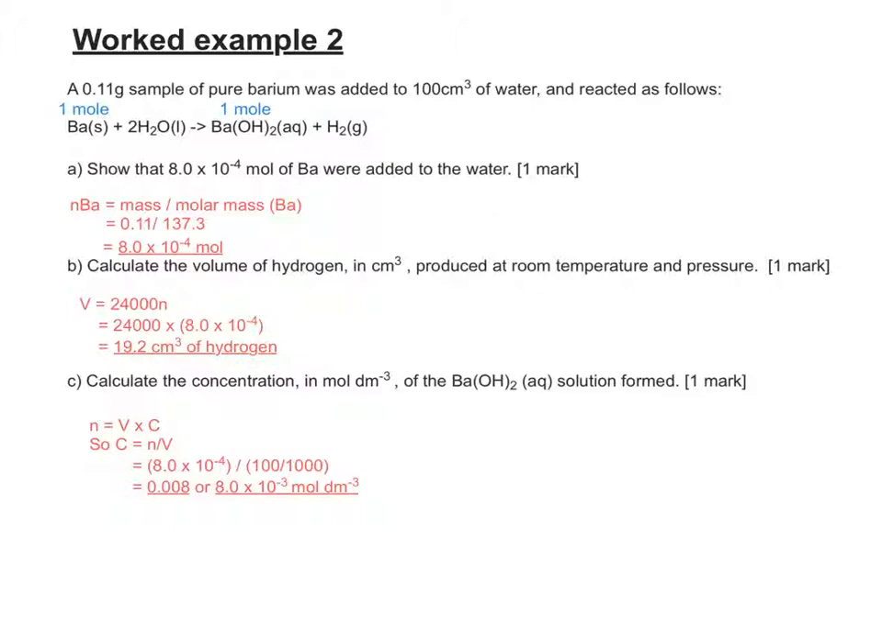So we get a mark for the correct answer up here, but that mark is for actually proving that it's 8.0 times 10 to the minus 4, not necessarily the final answer, because they gave you the final answer. They gave you 8.0 times 10 to the minus 4 here. So you don't have to worry about that getting you a mark. It's the calculation that leads you there that they want to see. 19.2 centimetres cubed gets you a mark. 8.0 times 10 to the minus 3, or 0.008, gets a mark.